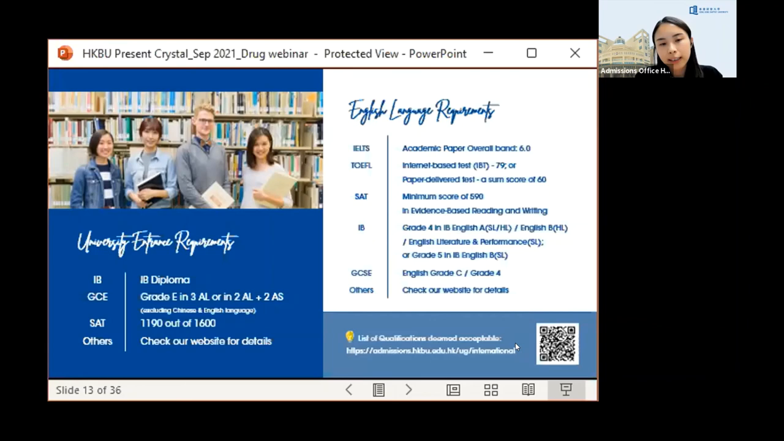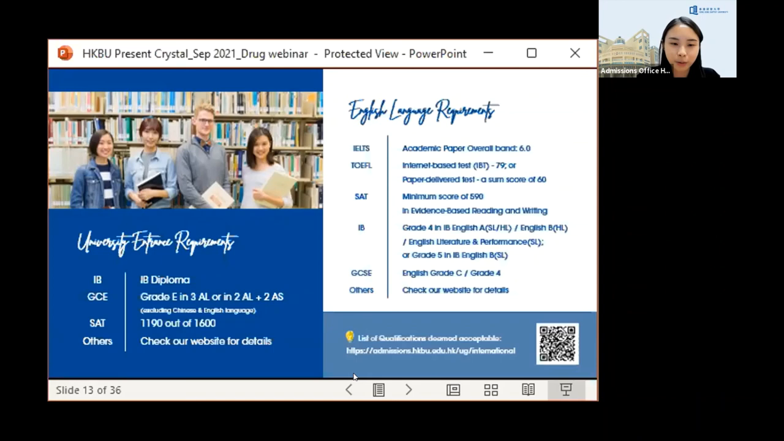And then move on to the next part. The second part is the English language requirements. The English language requirements listed here are only part of the requirements that we accept. Again, you can look into our website for the full list of English requirements. But in general, you only have to fulfill either one of these requirements. Take an example, if you score 6.0 in IELTS, you do not have to take the other test, and then you already fulfill our English requirements.